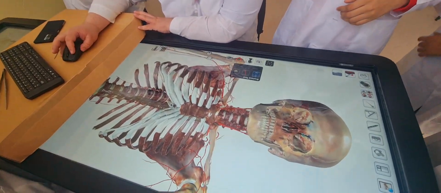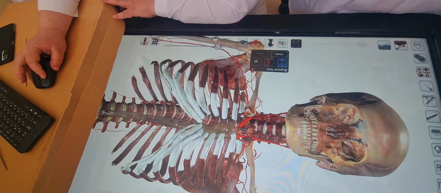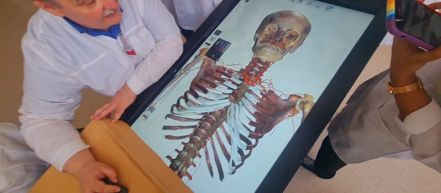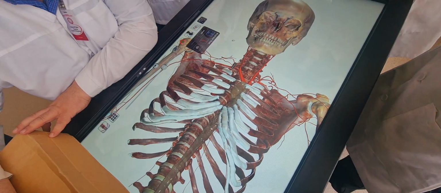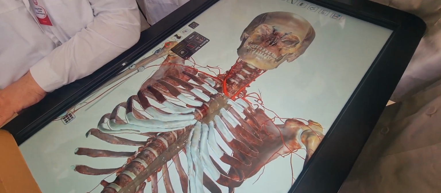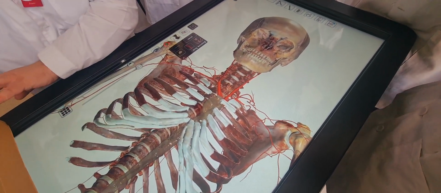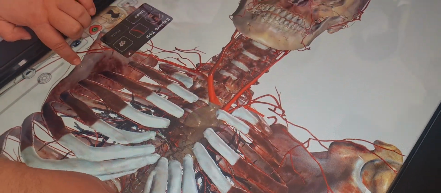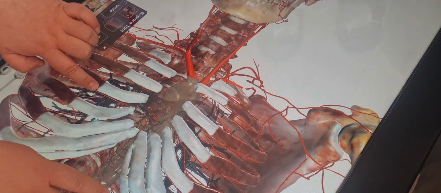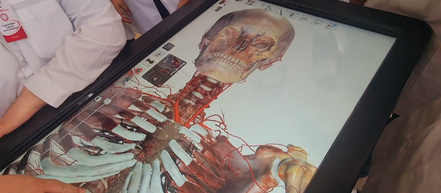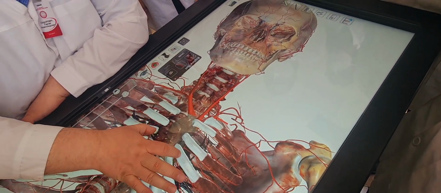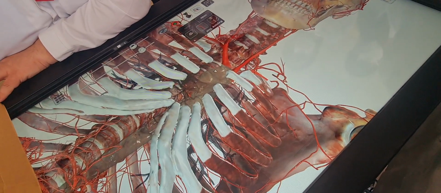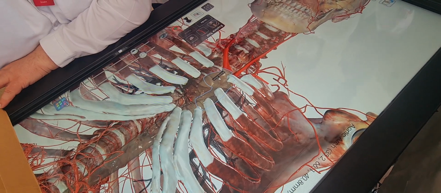What is it? Sternum we removed, the same clavicle removed. It is first rib. What is this artery? This one. It is not so clear. Well, again, that is arch of aorta.